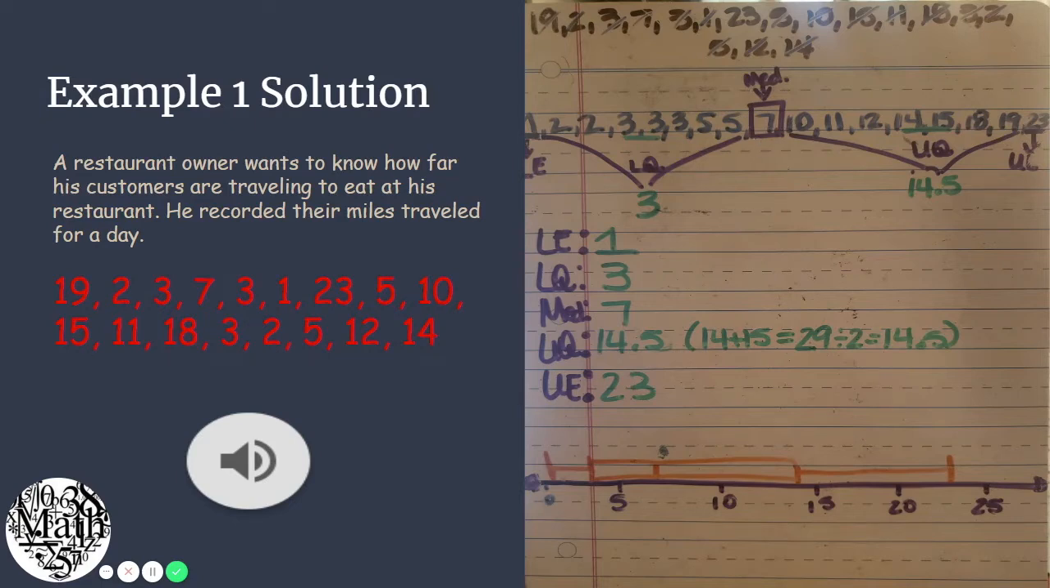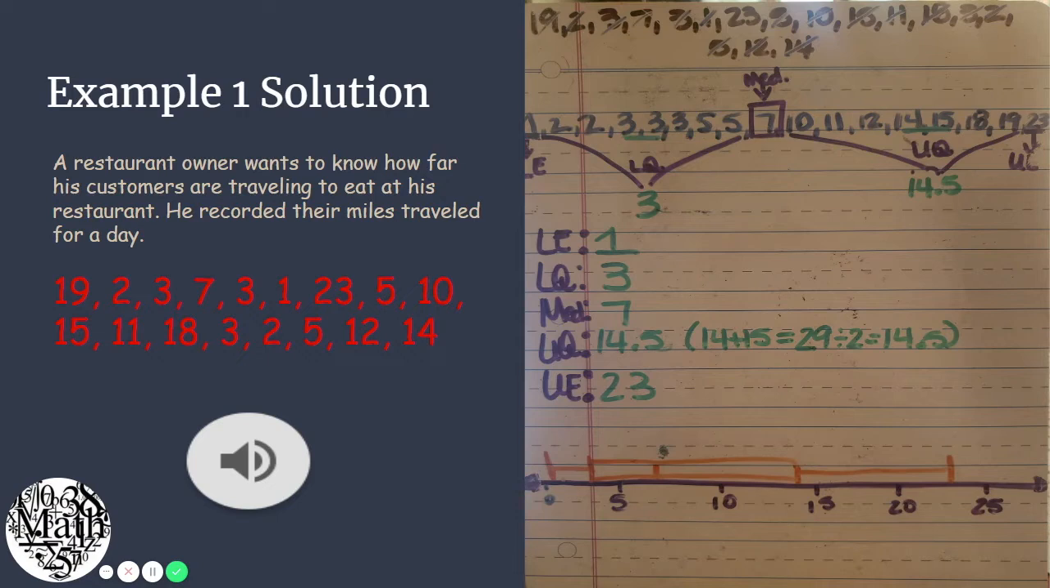When it comes to your lower quartile, you're going to take the median or the middle of that lower set of data that spans from your lower extreme to the median, not including the median. And that number for your lower quartile is a 3. When it comes to your upper quartile, you'll have all the numbers that are on the right side of your median, and in the middle, you find a 14 and a 15. So you have to add those two together and divide by 2, and you get 14.5.